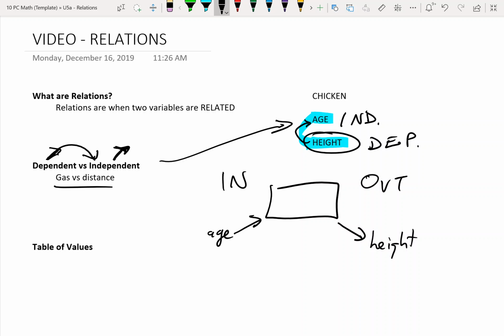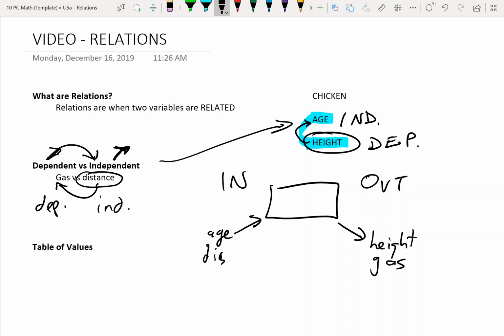Let's do another example, gas versus distance. So the idea is this is the amount of gas in my car, and this is how far I drive. So is it the gas will cause distance to happen, or the distance causes gas to change? It's going to be that way. The distance is going to be the input, and the output is going to be the gas that's remaining. So that means that the distance is the independent and the gas is the dependent.